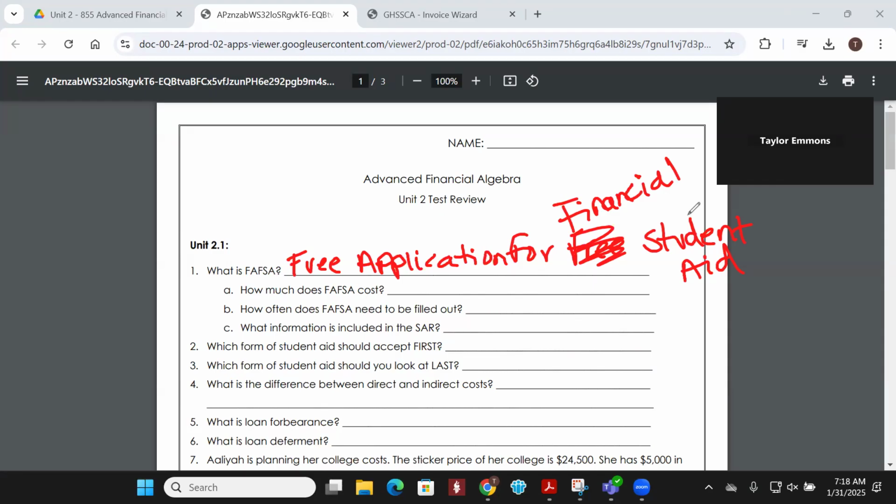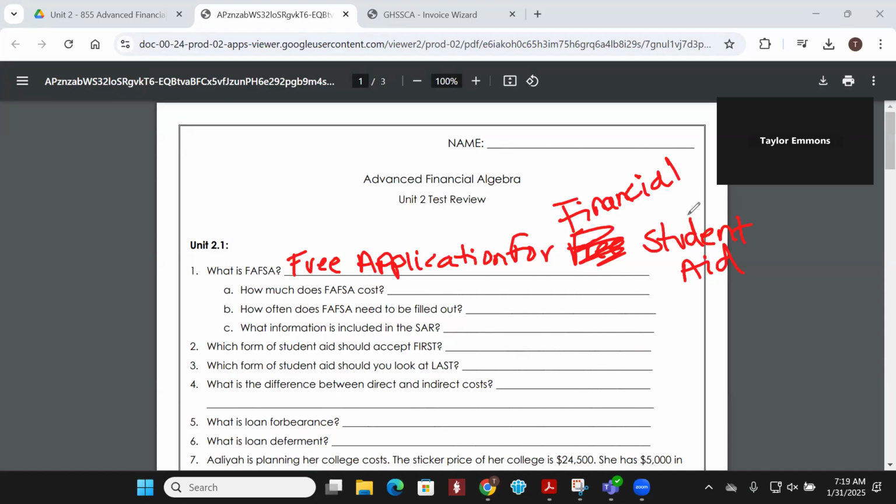Yeah. Okay. How much does the FAFSA cost? It's free, hence the name, Free Application, right? How often does the FAFSA need to be filled out? Every year that you're in school. If you take a gap year, obviously you don't have to do it.